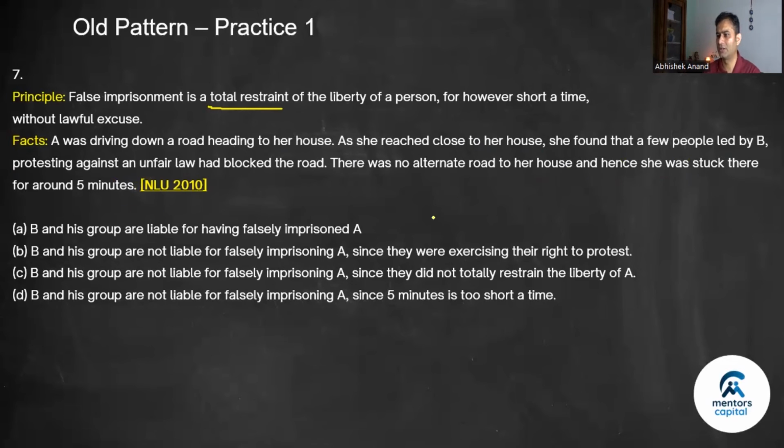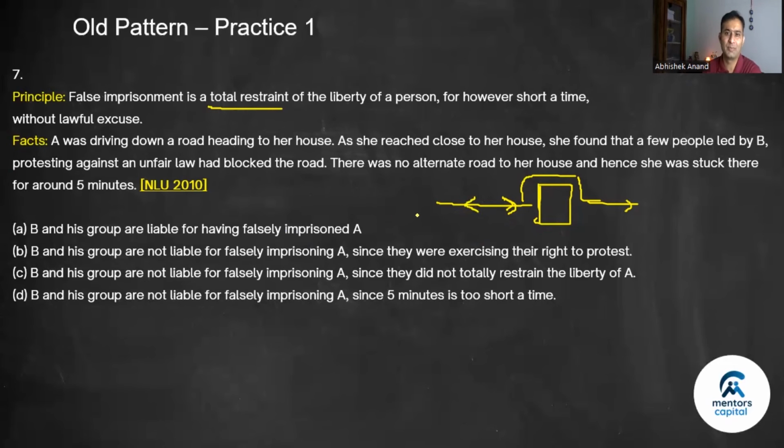So let's say A was driving this way and this was blocked and she had to go this direction, right? For 5 minutes she has to stay because there is no other way in which she could have gone to this route. All we had to decide is, is this a total restraint? This is not total. See, only one way restraint is there. She could have always gone back, right?